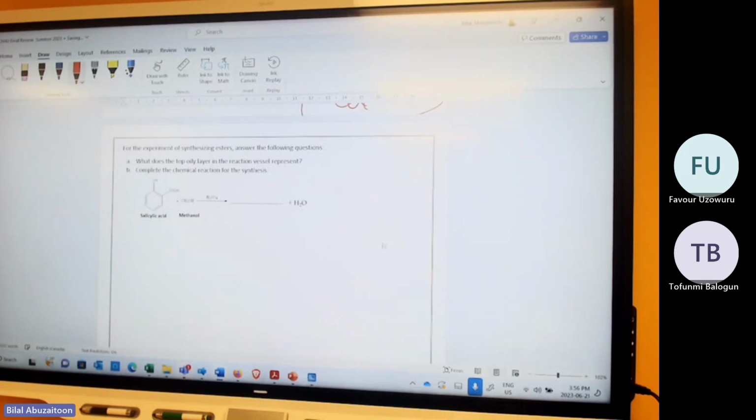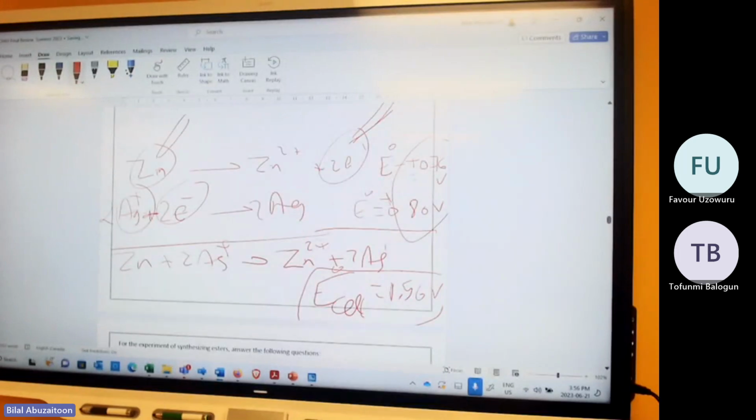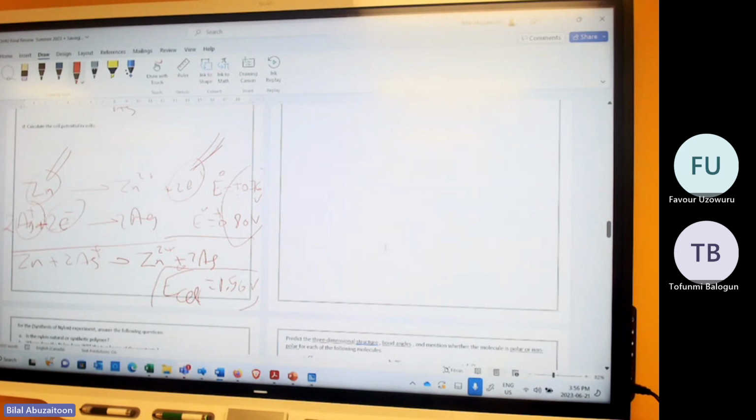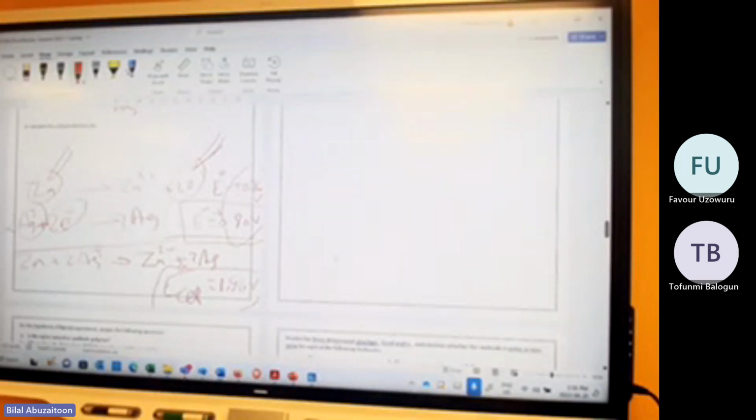Back here, it's two, because we multiply through by two to balance the electrons. We don't multiply the E, but we multiply the equation. It's not per mole. In other words, the voltage is not per mole. It's for the electrode itself, regardless.